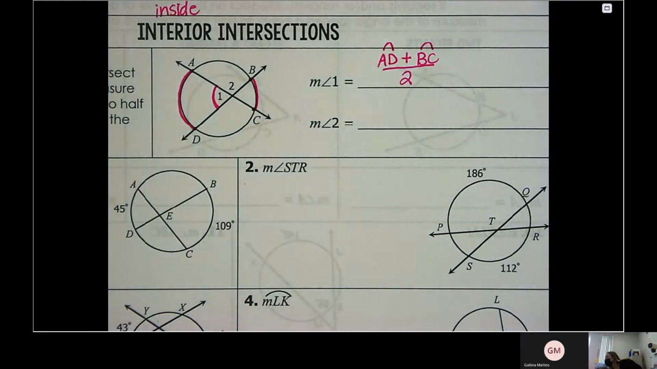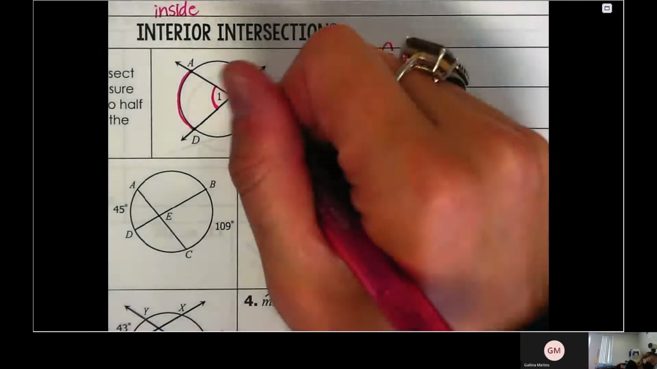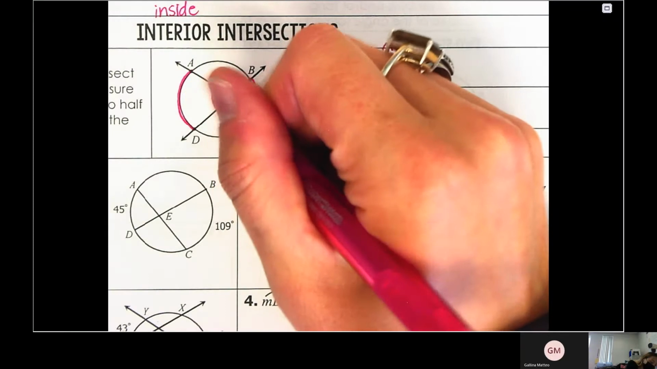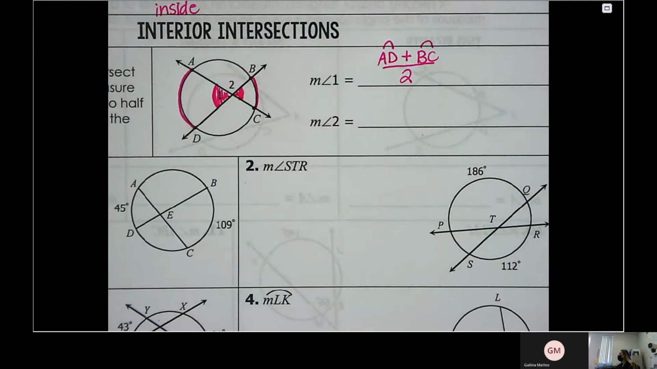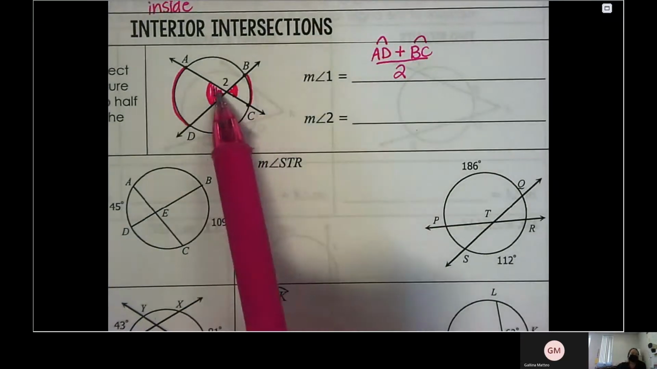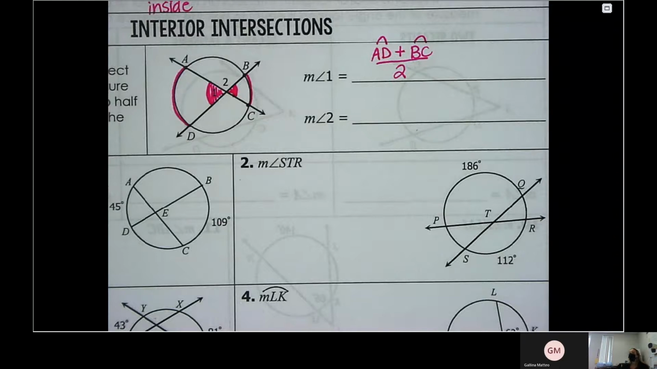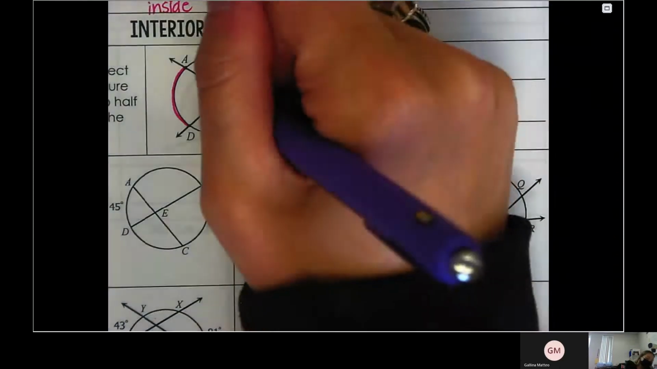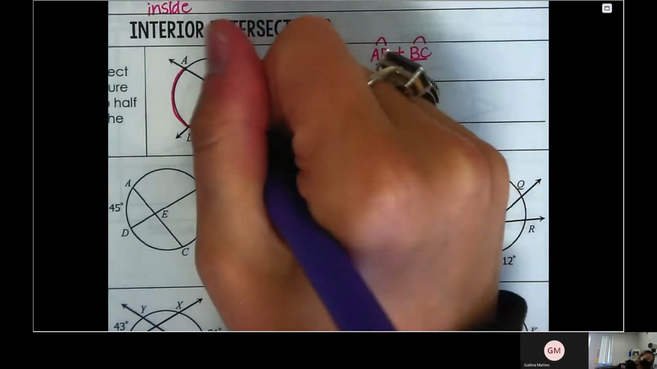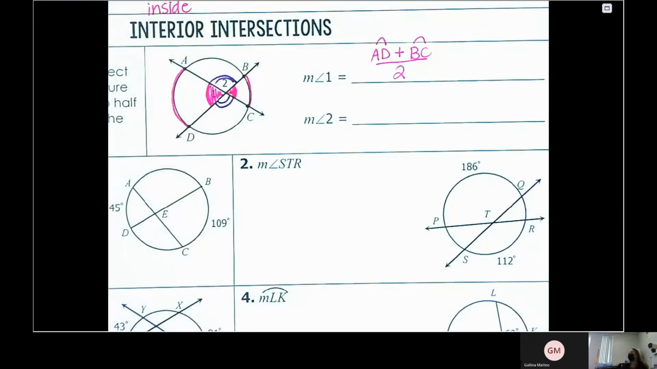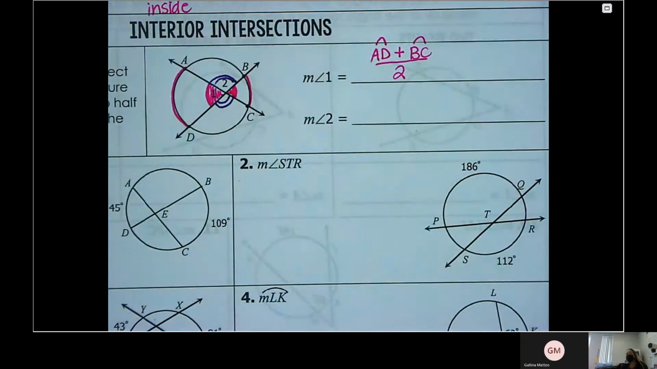It will also be the exact same as this angle right here, because what kind of angles are these two angles right here? They're vertical angles. Yes, they make an X and they're right across from each other. So these two are exactly the same. I can use the exact same idea for angle 2 right here. Same idea. I have to add together the two arcs that are intercepted and divide by 2.